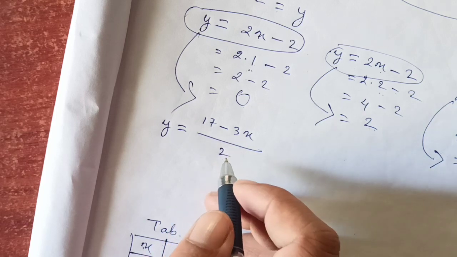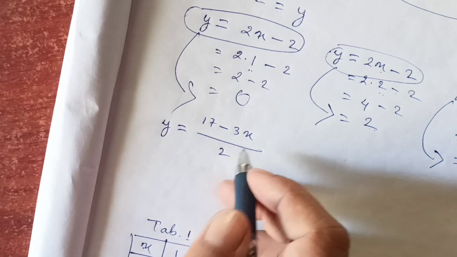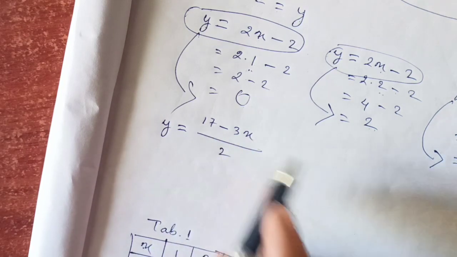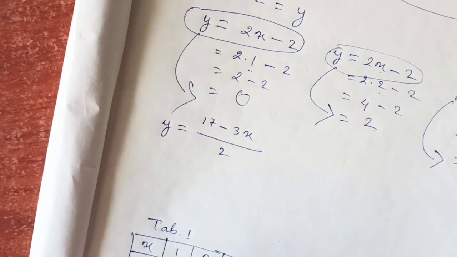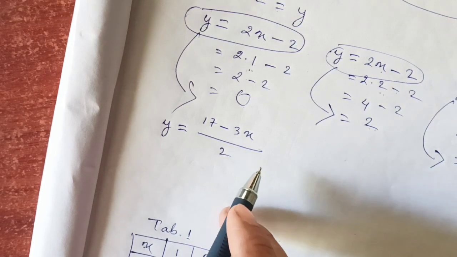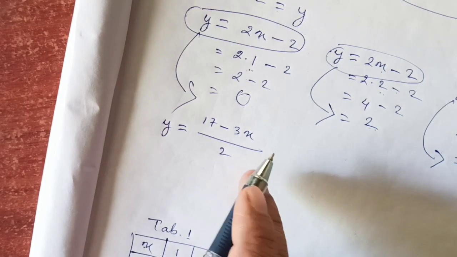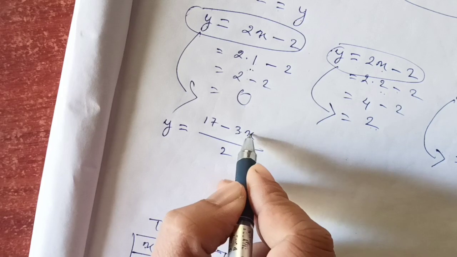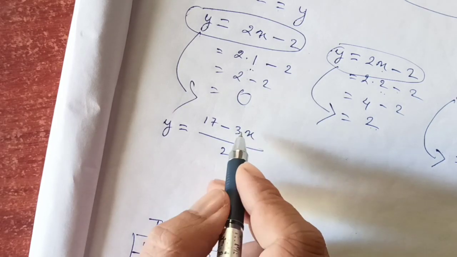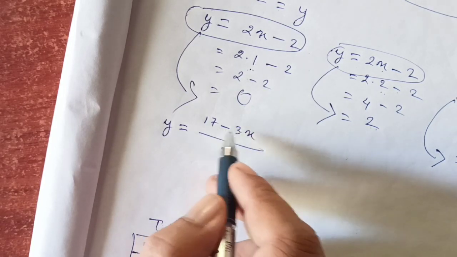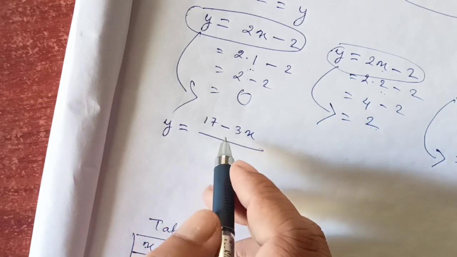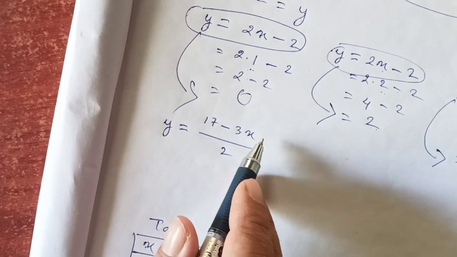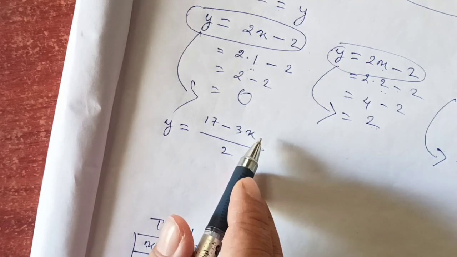So if we get an odd number, 2 cannot divide it. So you select a number where, after you subtract it from 17, you still get an even number. Okay, let us see. Now you can even take the value of 0, but if you use the value of x as 0, that means 3x is 0. 17 minus 0 is 17. This 17 cannot be divided by 2, so we cannot use 0.